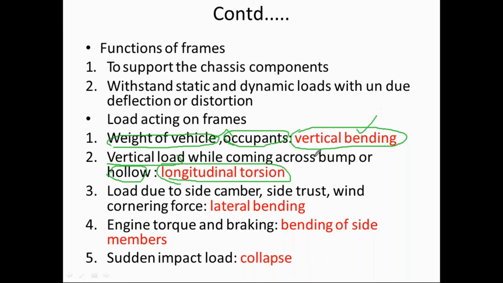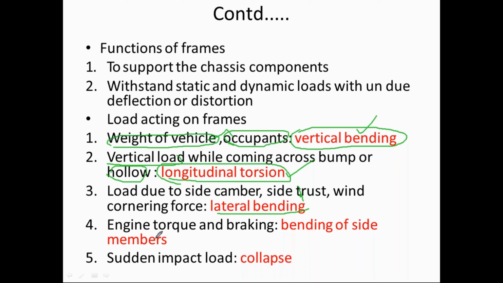So based on either bending or torsion, we may also have lateral bending, which may come due to the side camber, the side thrust, or wind and cornering forces. Side camber usually comes from the taper of a road, or when we are moving on tapered roads. So lateral bending may be there in the chassis.